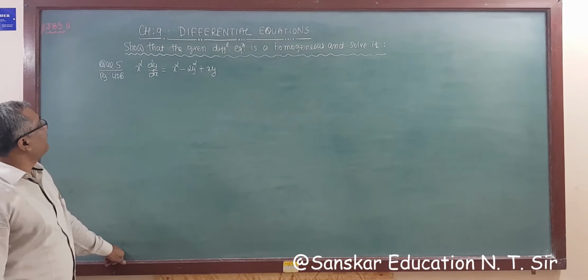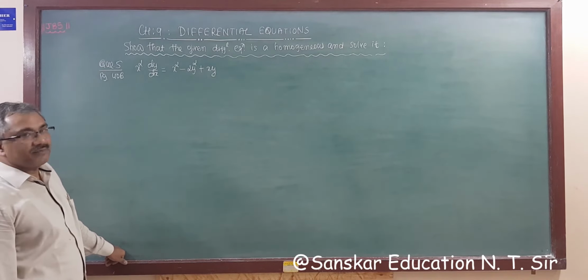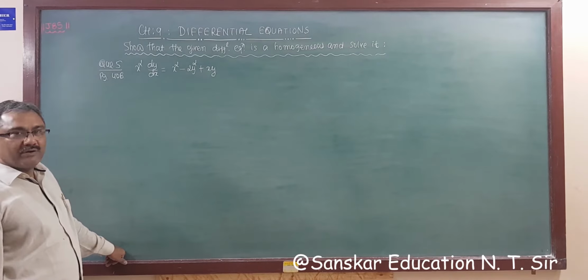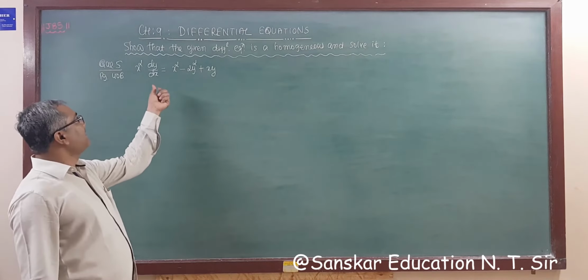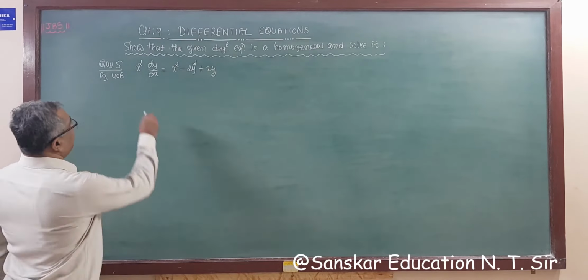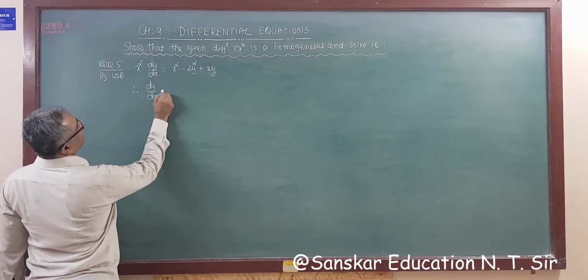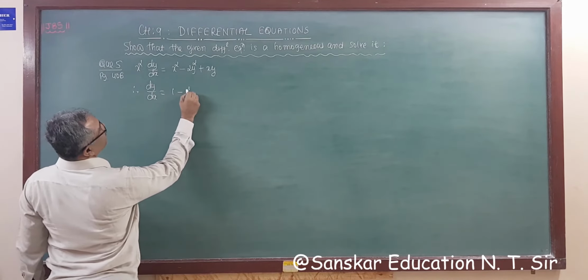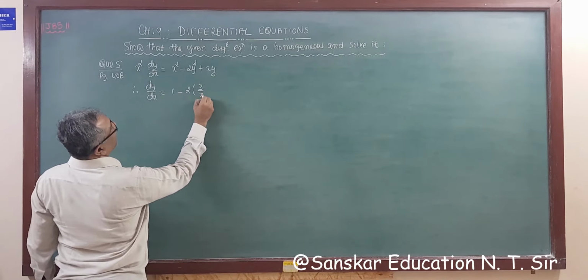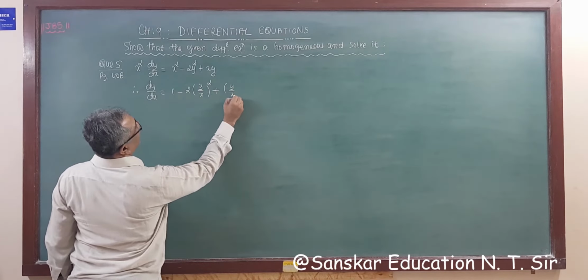This question is question number 5, page 406. x square into dy by dx is equal to x square minus 2y square plus xy. First of all, we have to express this in our dy by dx form. So dividing both sides by x square, we get dy by dx is equal to 1 minus 2 times (y by x) whole square plus y by x.